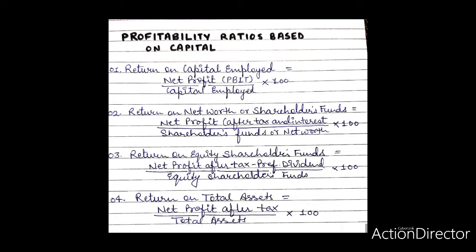A few experts apply average capital employed instead of capital employed. The average capital employed may be calculated by dividing the sum of the capital employed at the beginning and at the end of the year by 2, or by deducting 1/2 of current year's profit from the capital employed at the end of the year.